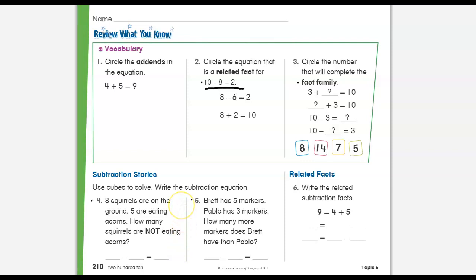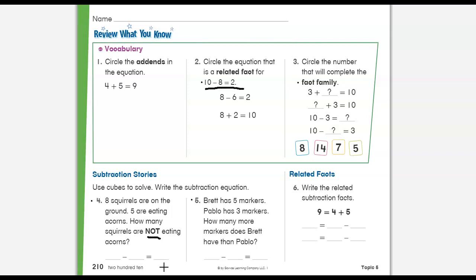On number 4, it says 8 squirrels are on the ground. 5 are eating acorns. How many squirrels are not eating acorns? Notice how the word not is bolded and in all capital letters, so they want to make sure you know that. So we need to write a subtraction equation for this story problem.